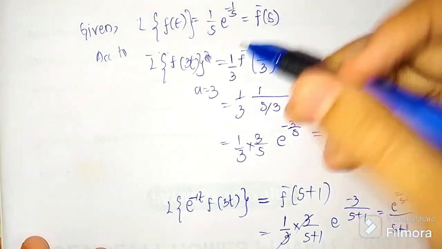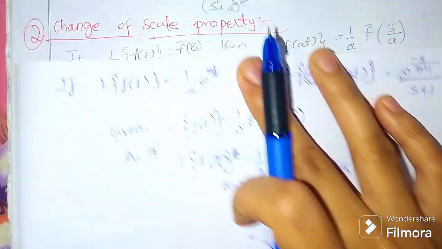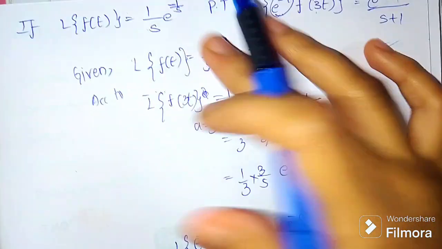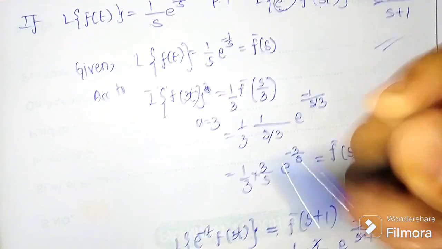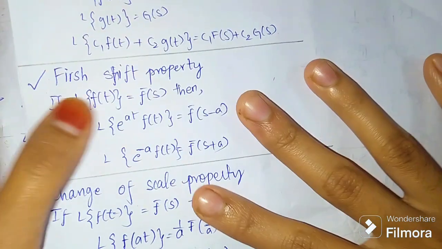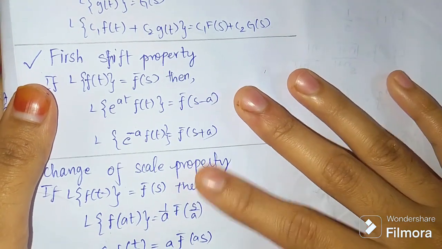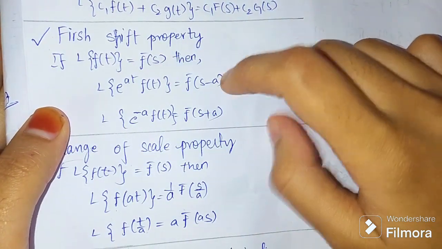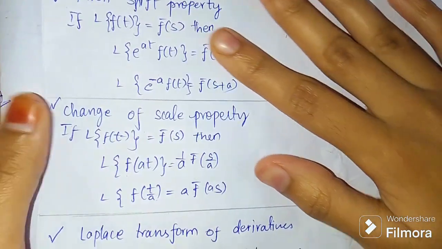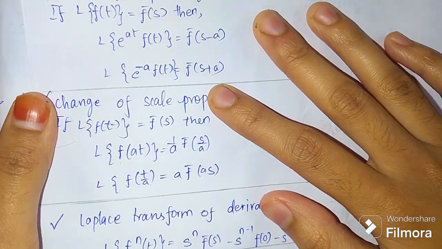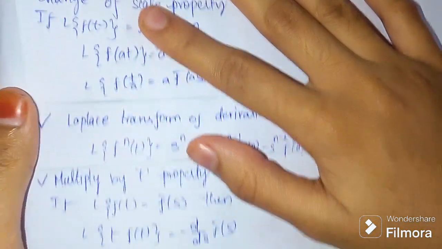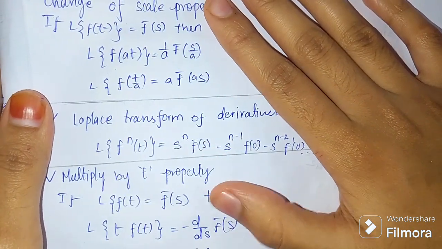So first we used which property? Change of scale property. Then we used first shift property. So write these in your formula sheet. We have learned first shift property, then we have learned change of scale property also. Now next we are going to multiply by t property.